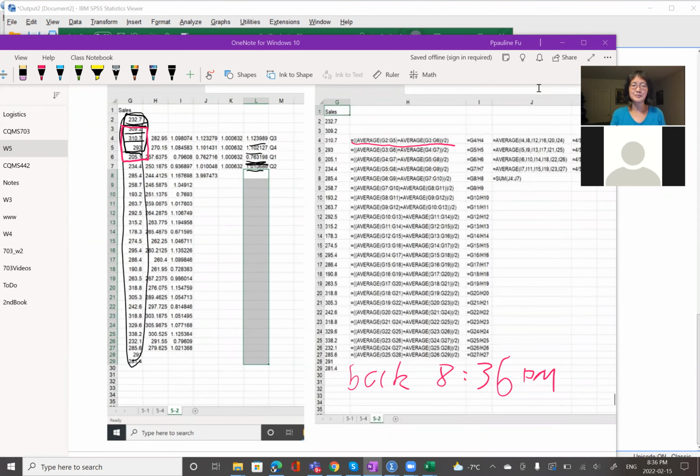Okay, welcome back. Before break, we did decomposition. So we said original data equals trend T times seasonal S times cyclical C times irregular I. This is what we did in decomposition. And next, we are going to use this decomposition to make a forecast.